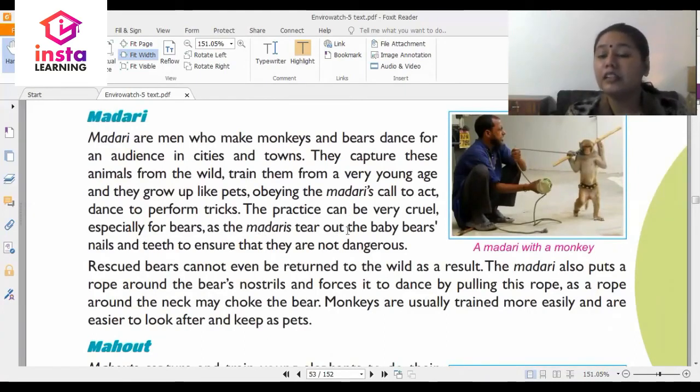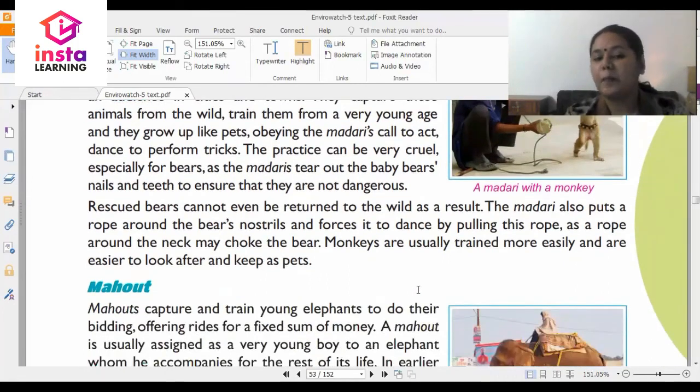The Madaris tear out baby bears' nails and teeth to ensure that they are not dangerous. Can you imagine someone just pulling out your nails? How painful it would be. Rescued bears cannot even be returned to the wild as a result. The Madari also puts a rope around the bear's nostril and forces it to dance by pulling this rope, as a rope around the neck may choke the bear. Monkeys are usually trained more easily and are easier to look after and are kept as pets.